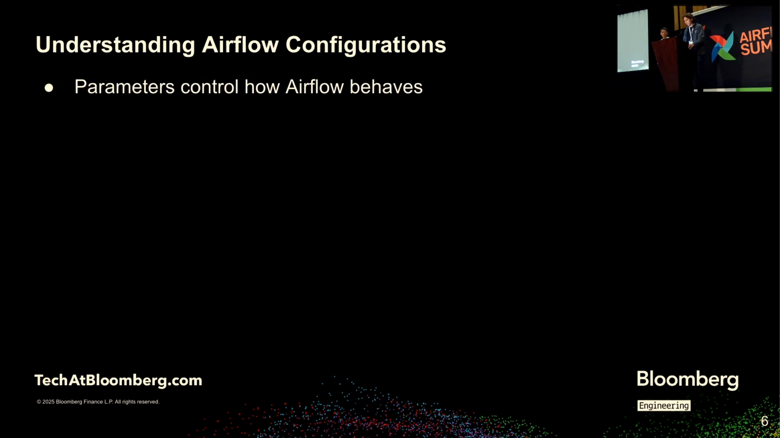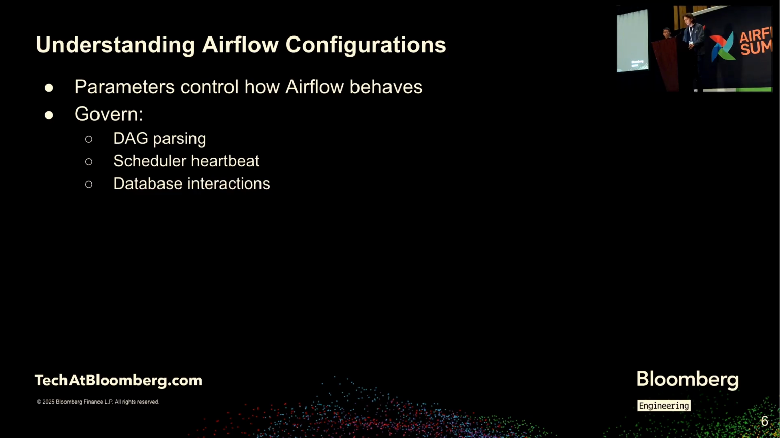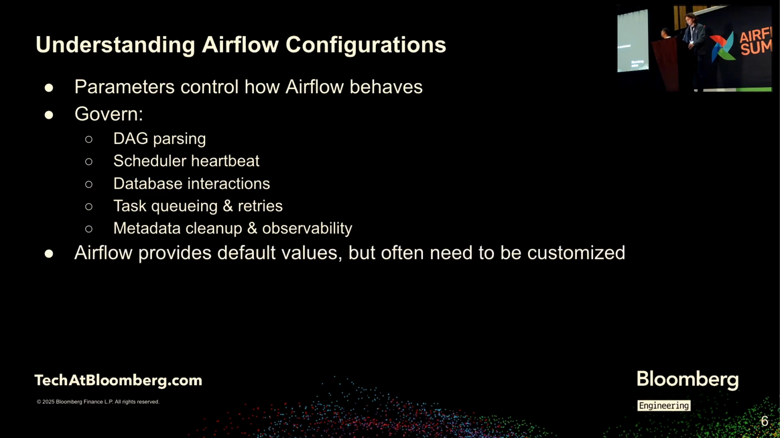As a recap, Airflow configurations are parameters that control how Airflow behaves. They govern things like DAG parsing, scheduler heartbeat, database interactions, task queuing and retries, metadata cleanup, observability, and more. When you first set up Airflow, one of the first steps is generating a configuration file that contains default values that Airflow provides out of the box.